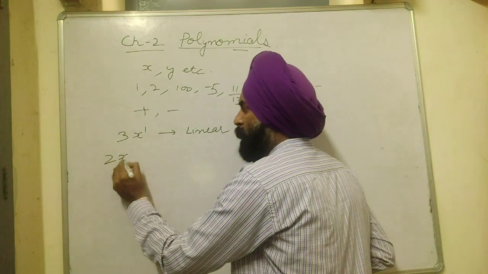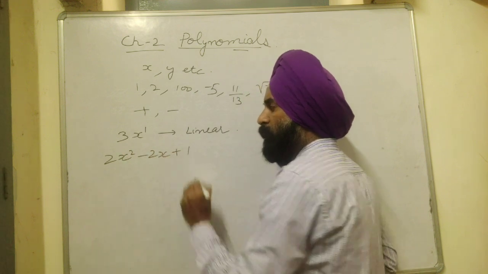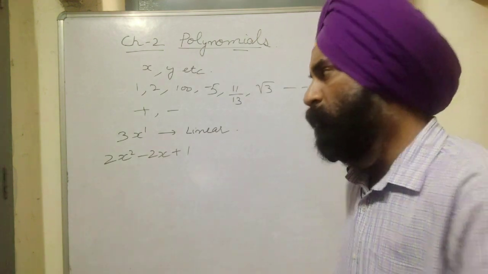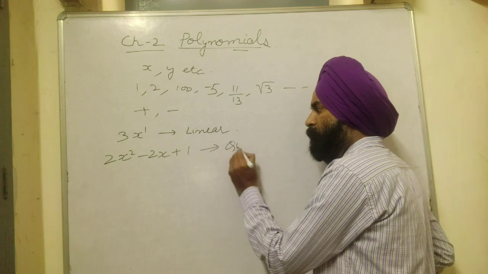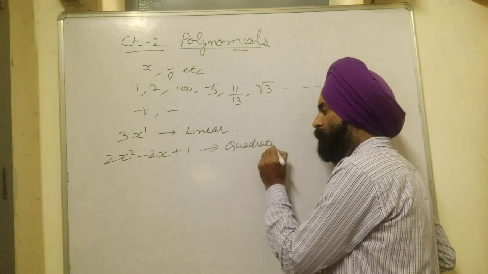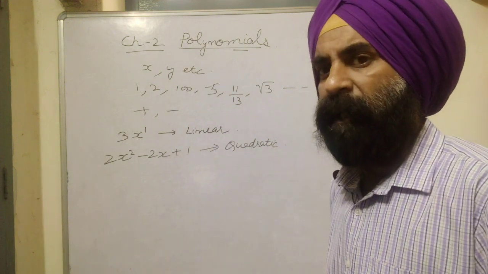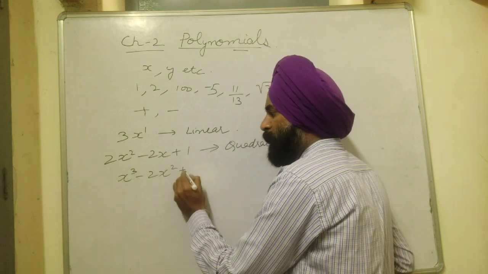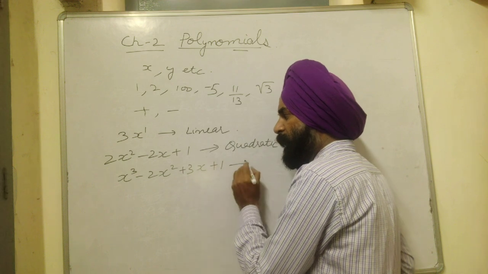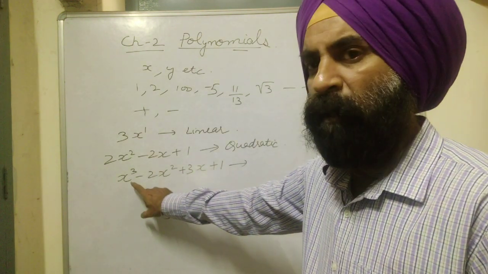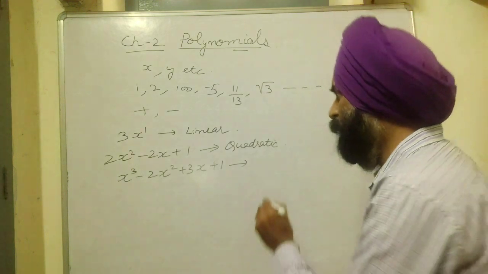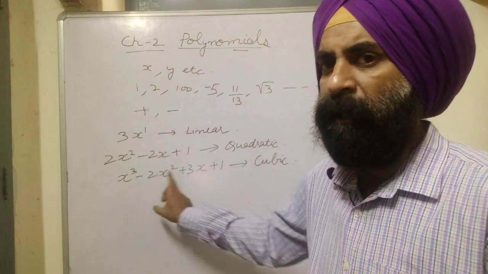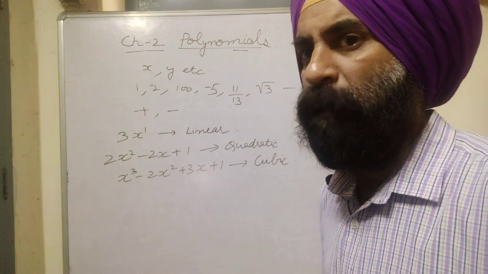If I write 2x square minus 2x plus 1, we have variable x: here x power is 1, here x power is 2, so the highest power is 2, so it is called a quadratic polynomial. And if I consider the highest power 3, like I write x cube minus 2x square plus 3x plus 1, and I see that the highest power of the variable is 3, so it is called a cubic polynomial. Cubic means highest power 3, quadratic means highest power 2, linear means highest power 1.